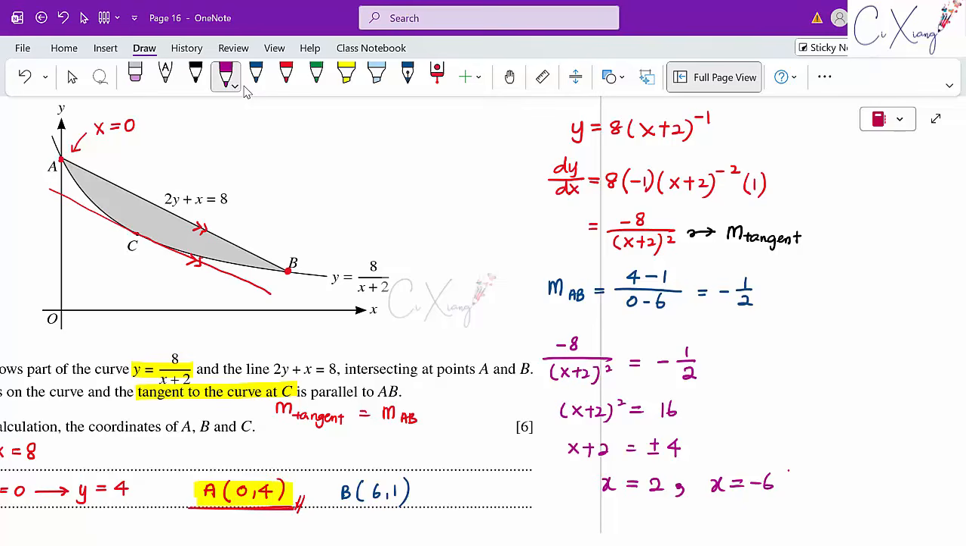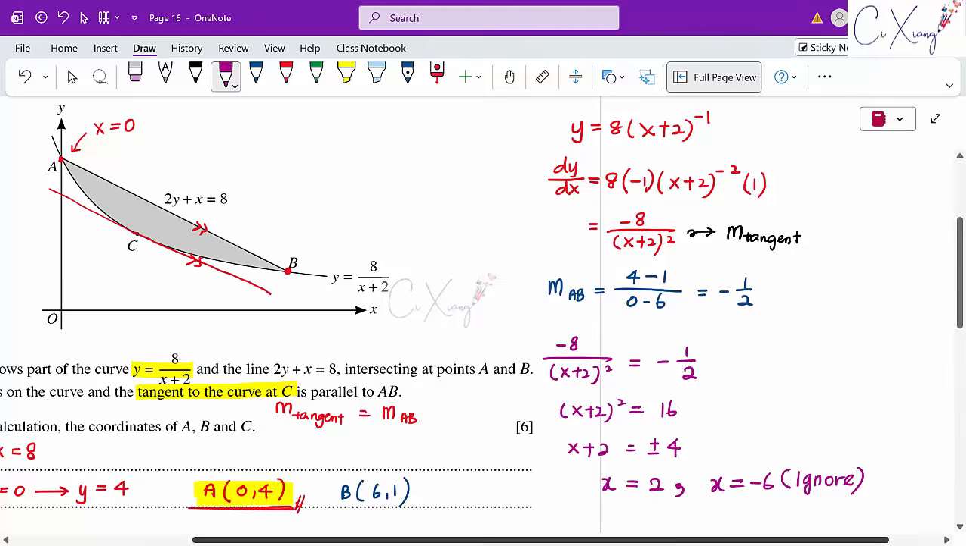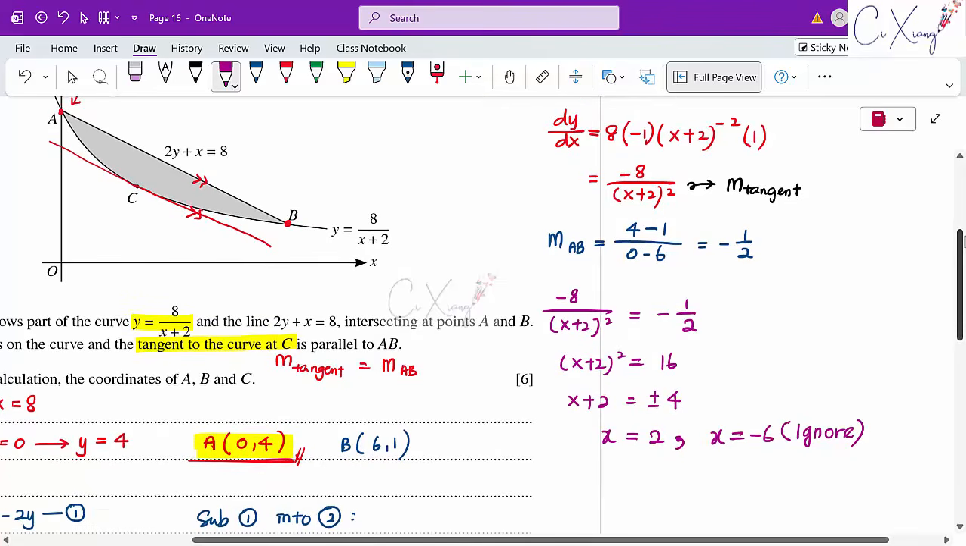And by right, we should ignore the value x equals negative 6. Do you know why? Because all these values of x refer to the coordinate of C, right? And C, very obvious in the diagram provided here, is on the right-hand side of the y-axis, so its x coordinate should be a positive value. x equals negative 6 will give you a point on this side, which is not correct, because my point is here. It should have a positive value of x. Therefore, it should be x equals 2.